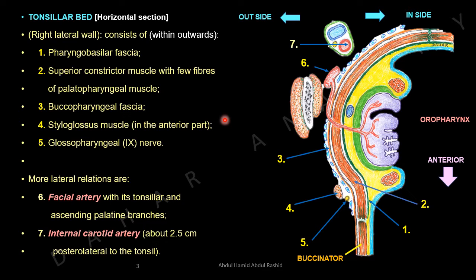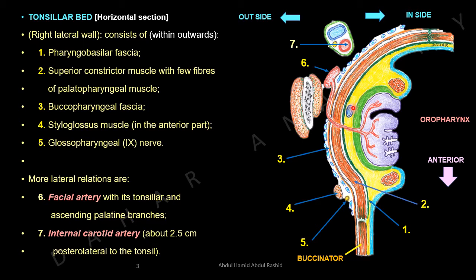Tonsillar bed means the structures over which the palatine tonsil is located. This is the palatine tonsil. Outside it we have a hemicapsule of the tonsil. Outside it we have a loose areolar tissue layer, very loose, yellow in color, and there are veins in it.